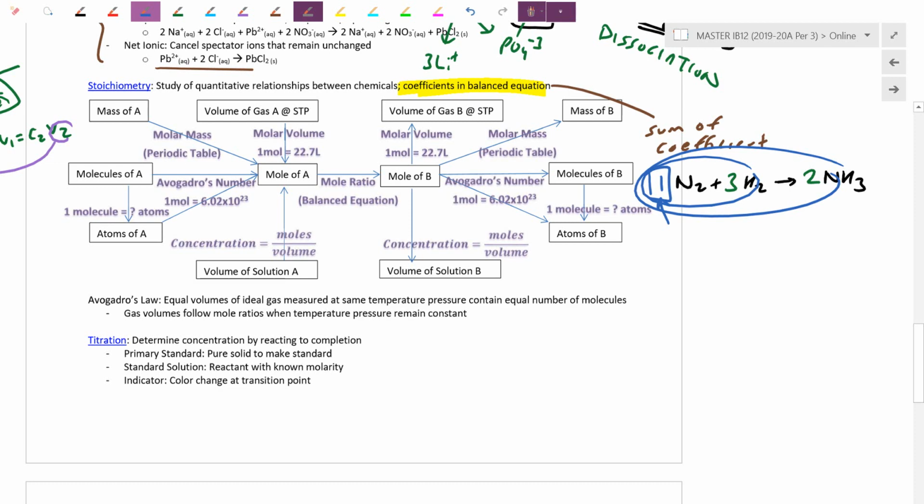The other way they can word it is just left to right. They might just say choice A, B, C, D. They might just say in that order 1, 3, 2. But the majority of the time they ask you the sum of the coefficients.